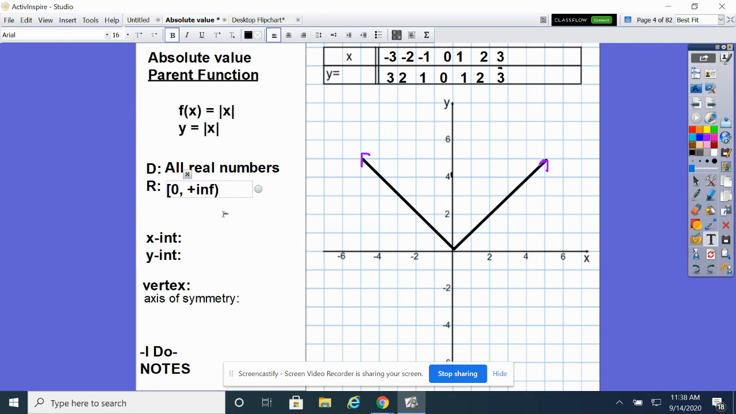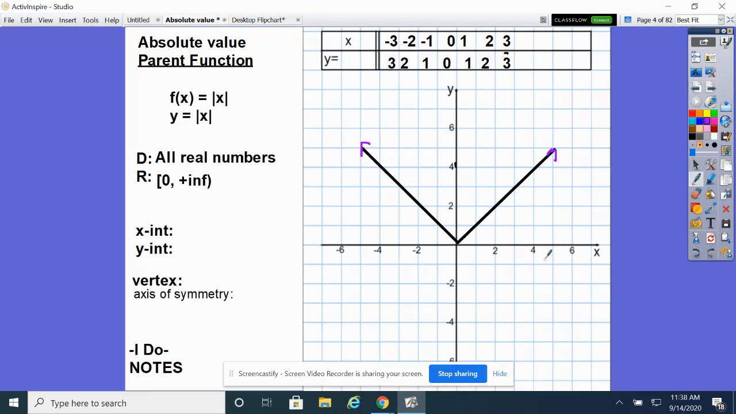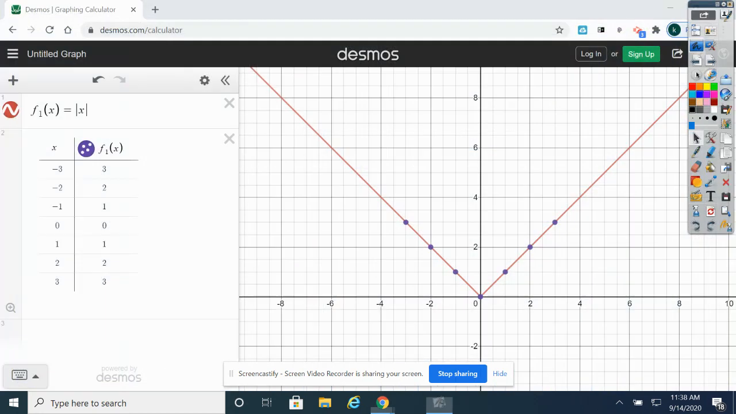All right, x and y intercept, that's where does my V touch the x-axis? Where does it touch the y-axis? So let's look at the x-axis first. That's right here. Looks to me on the x-axis, we're touching right there. What value is that? That is 0. Let's go confirm it. The coordinates are 0, 0.